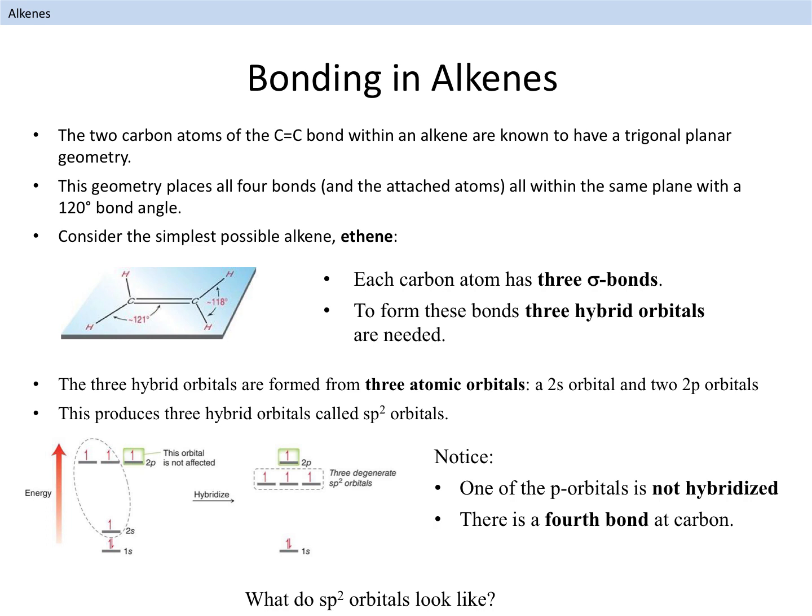To understand the chemistry of alkenes, we need to look a little closer at their structure, and in particular, study the form of the covalent bonds that comprise the double bond. As we have seen, the 2 carbon atoms of the C=C double bond within an alkene are known to have a trigonal planar geometry. This geometry places the 4 bonds of the alkene carbon, and the attached atoms, all within the same plane, with a 120 degree bond angle. We can see this geometry represented in the simplest possible alkene, ethene, which is shown in the diagram below.